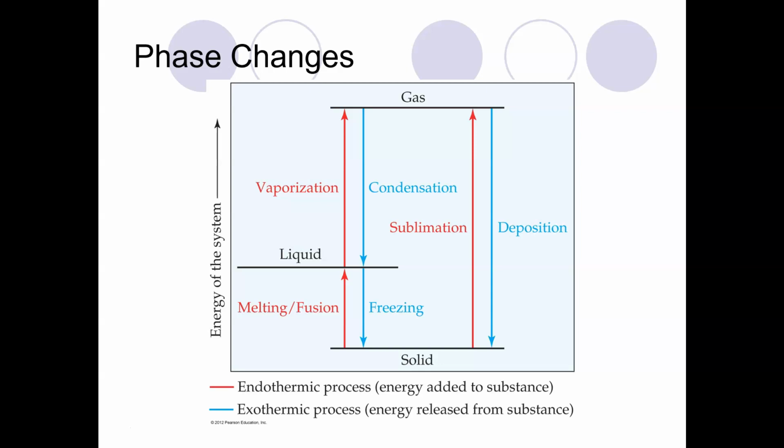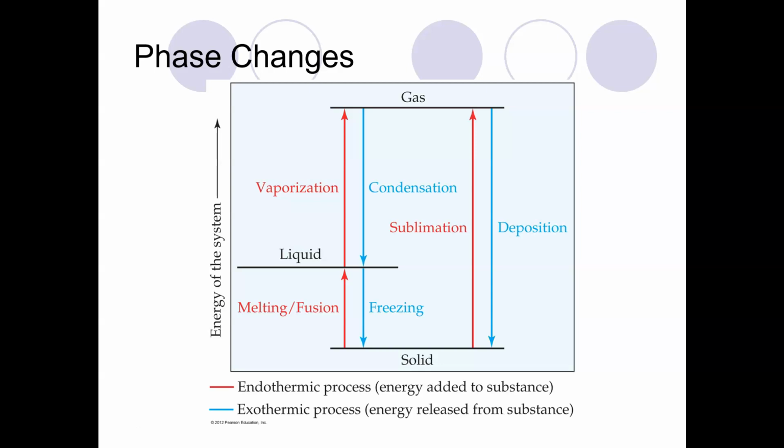When we're going between a solid and liquid, that can either be melting, which is also called fusion, or freezing. Liquid and gas, we can be vaporizing or condensing, and then a gas and a solid can either be subliming or depositing, sublimation or deposition. And back in chapter 5, we talked about the terms endothermic or exothermic.